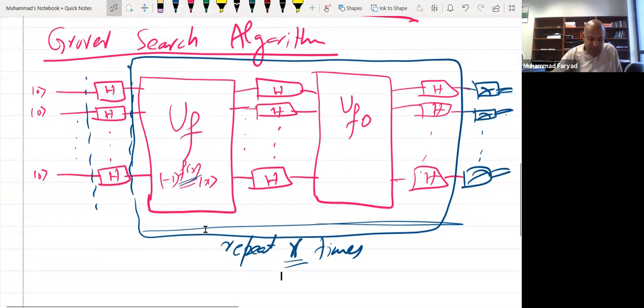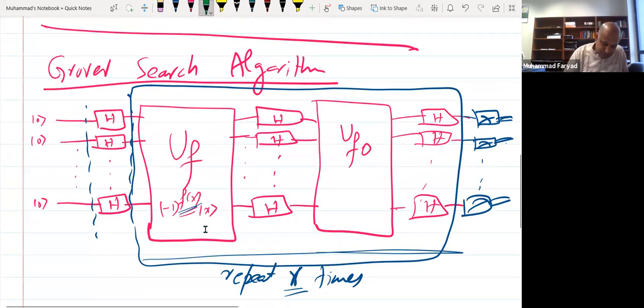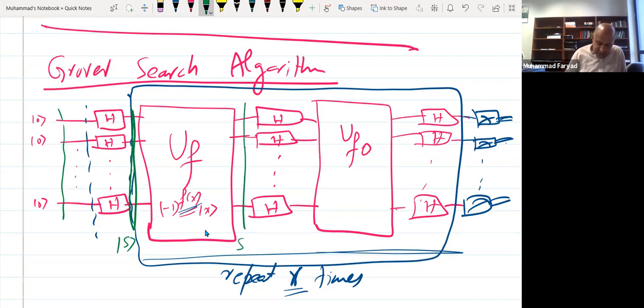So for that, let me start analyzing this algorithm. And suppose this is our input state, and let me call the state that is at this stage some S state, and the state that is at this stage, let's call it some S prime state, and the state that is over here, let's call this as psi naught, and the state that is right at the output, let's call it some psi.